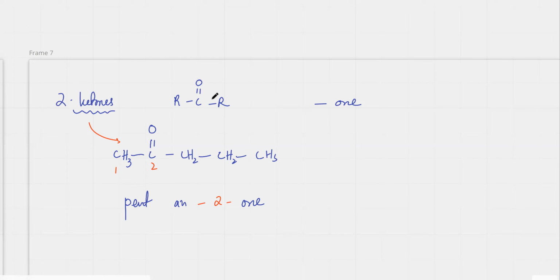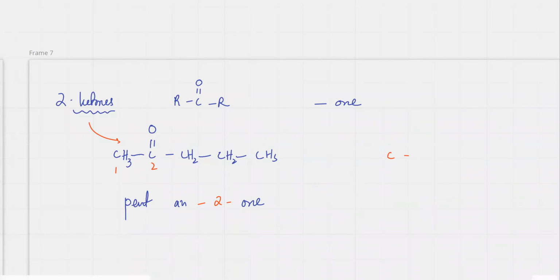Okay, so the same way, only the suffix has changed. The an part is the number of carbon atoms. That's an or en, whether it's saturated or unsaturated. And the suffix has changed. So that's pentan-2-one.